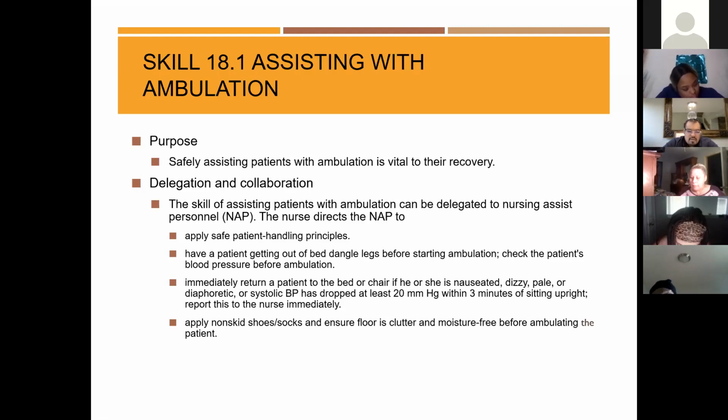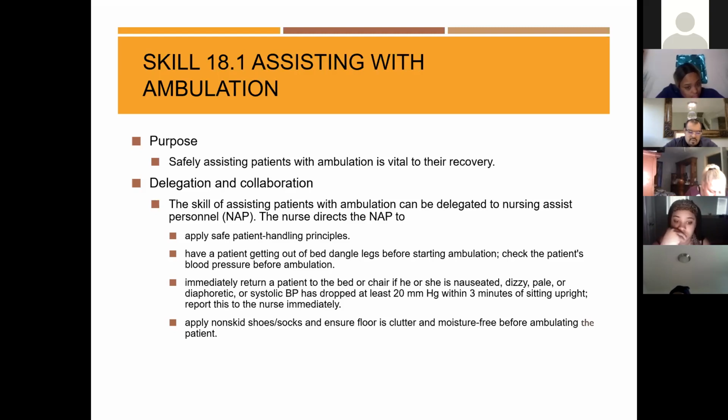Make sure that your patient sits on the side of the bed and lets their legs dangle before they start to walk, right? Check their blood pressure before they ambulate, because if it's low, you don't want to get them out of bed because they might get dizzy and fall, okay?